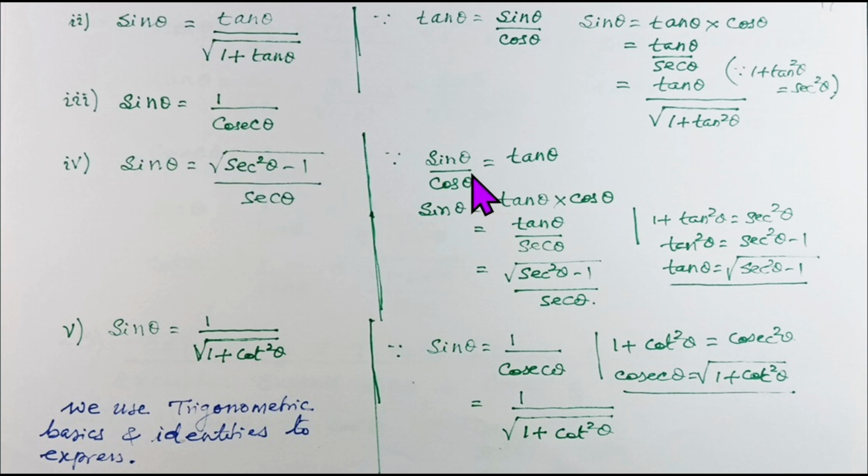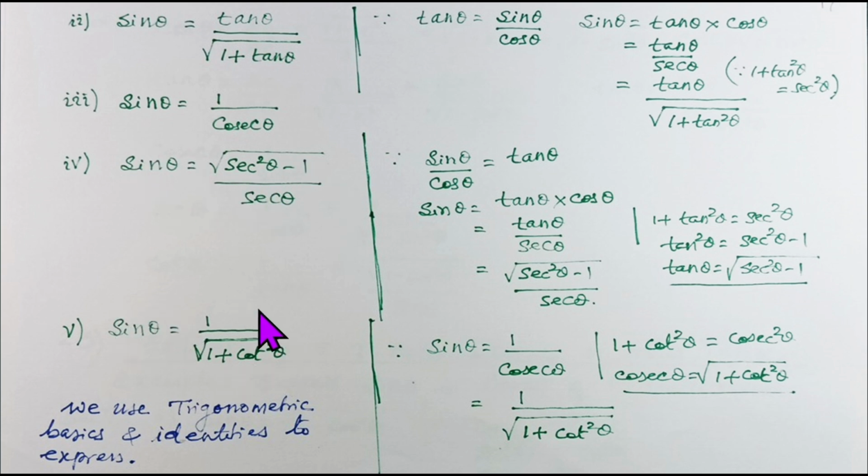Now how is it possible? Sin theta by cos theta is tan theta. So sin theta is equal to tan theta into cos theta. Cos theta is the reciprocal of sec, therefore it is tan theta by sec theta. And as you know by identity, 1 plus tan square theta is equal to sec square theta, or tan square theta is equal to sec square theta minus 1. Tan theta is equal to root of sec square theta minus 1. So I can replace tan theta by root of sec square theta minus 1, and therefore sin theta is equal to root of sec square theta minus 1 divided by sec theta. I have expressed sin theta in terms of sec theta.